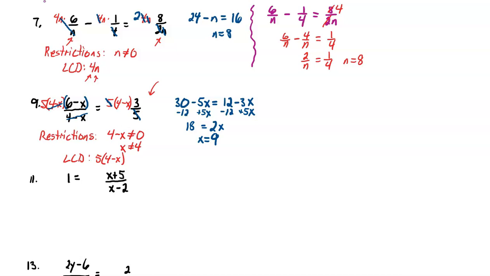Now compare that to our previously identified restricted value. X can't equal 4. Well, that's okay. We got x equals 9, so we're all right with that.